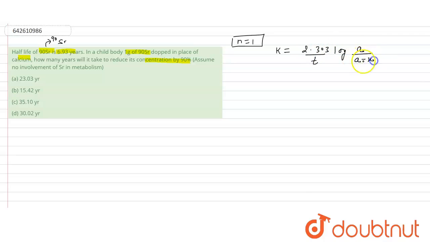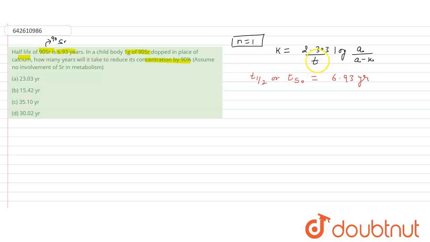A minus X is our remaining concentration. Now we have to find this time. The half-life for strontium-90 is given as 6.93 years. The half-life can be written as T half or T50, whichever way you like. So T half or T50 is given here as 6.93 years.